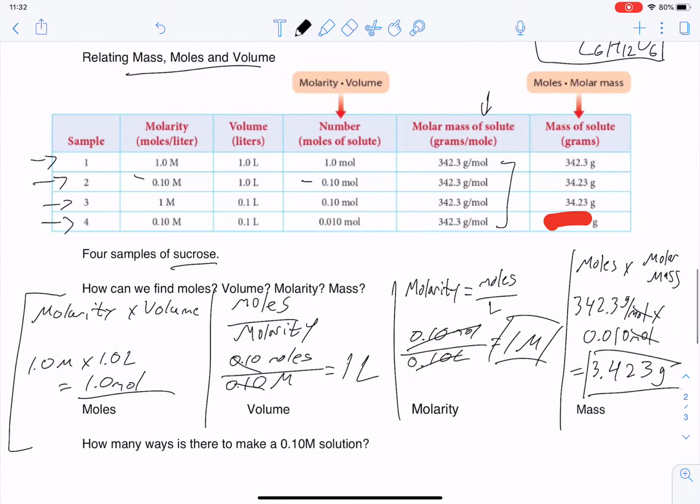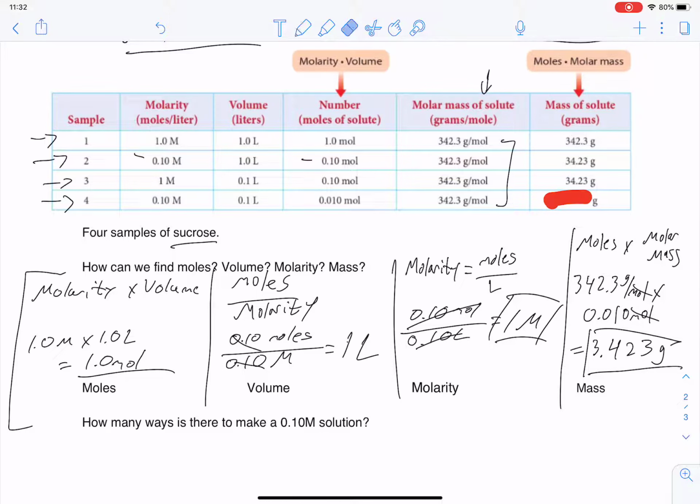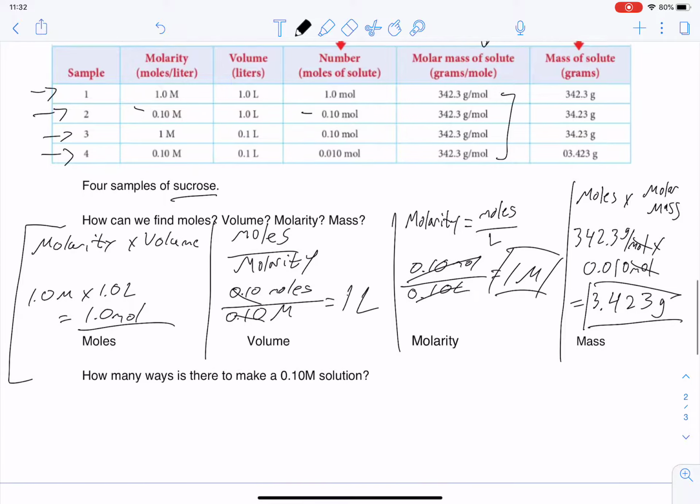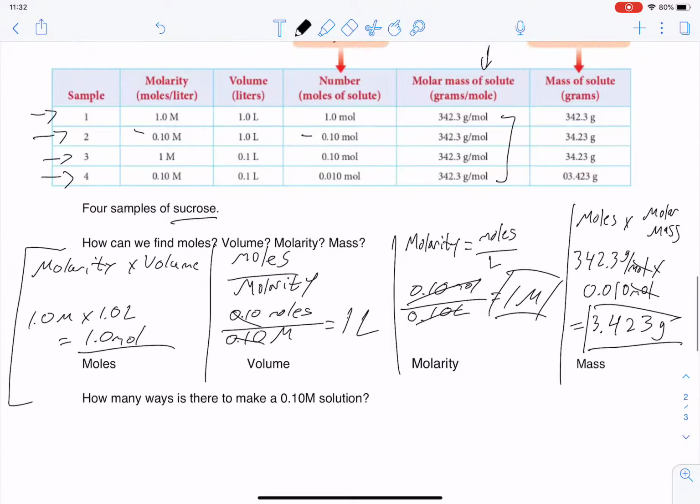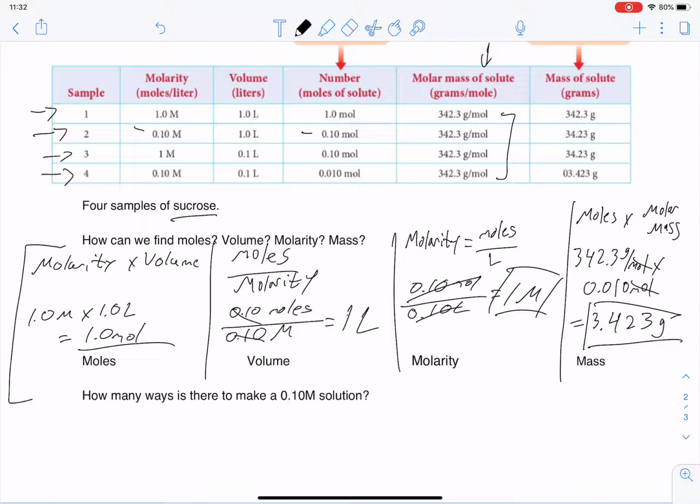And all right, there we go. And if we check our work again, we can see that that is correct. Okay, so just be able to use this table. These equations can be helpful with filling out the table or answering questions based off of moving from one to the other. And then for the last question, how many ways is there to make a 0.10 molar solution? The answer is many.